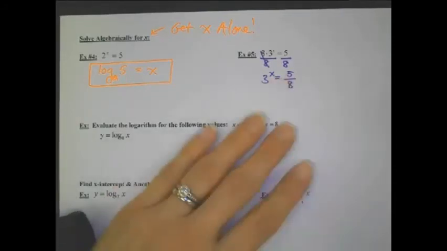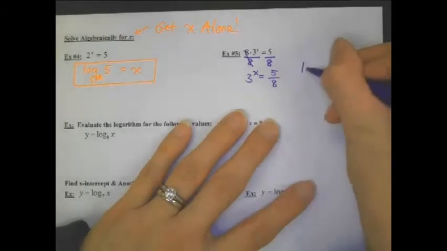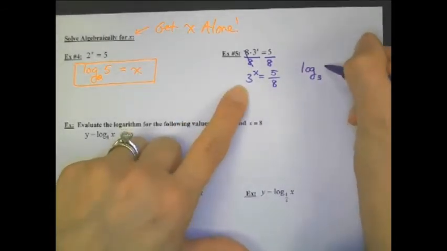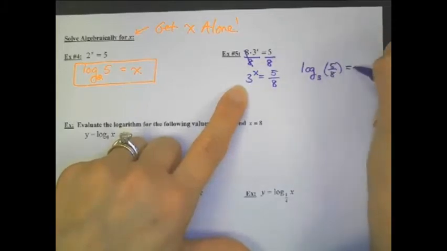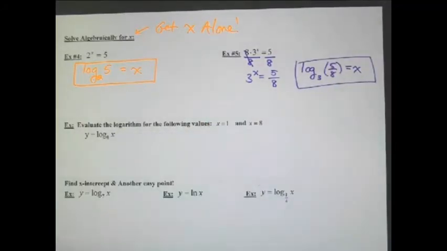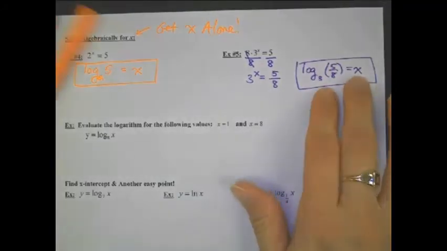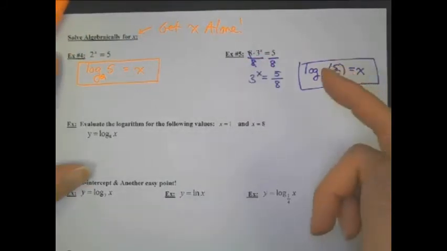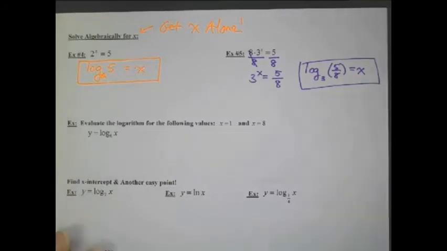It's a good time now to switch to log. What's the base going to be? 3. What's the log of going to be? 5/8 equals x. You've just solved the equation. Now you don't have to worry about whether it is extraneous or not, because this original problem was an exponent. Okay, so that's a review of some solving.